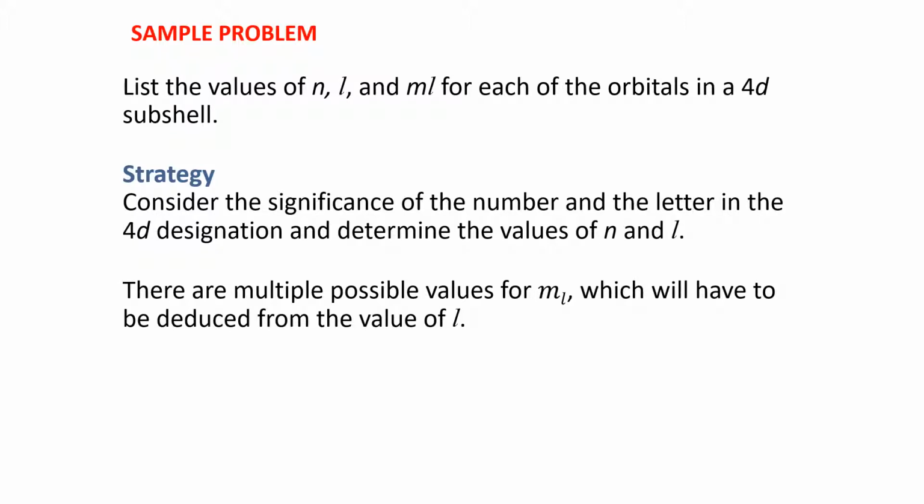So in this example, go through these and use your charts to try to figure everything out given the exact parameters that they tell you. So in this case, list the values of N, L, and ML for each of the orbitals in a 4D subshell. Okay, so use your chart to do that given the different parameters.